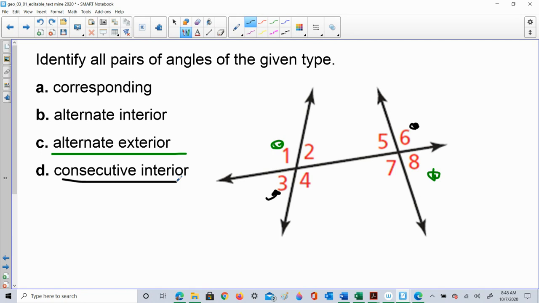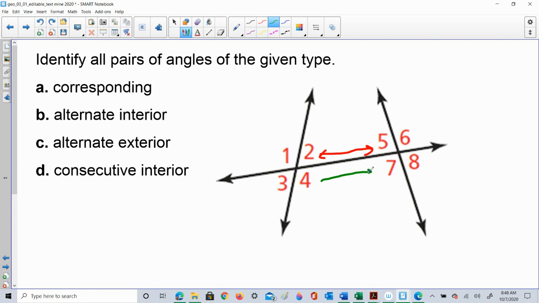Consecutive interior. One after the other on the inside. That would be angle 2, which is on the top of the transversal. Angle 5 is on the top of the transversal. They're both inside the two given lines, so these are consecutive interior. Another pair of consecutive interior would be 4 and 7. Same side of the transversal, inside the two given lines.